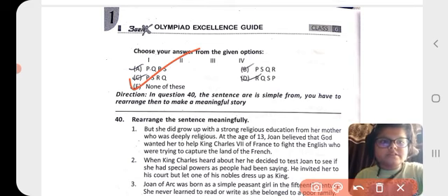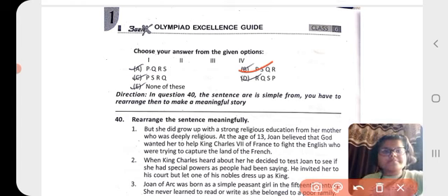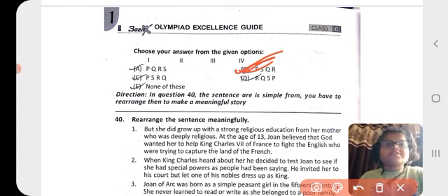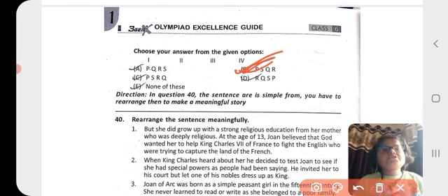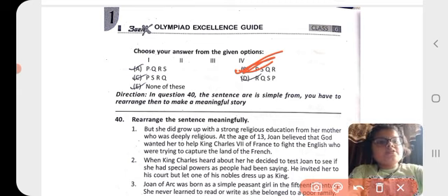One minute. It's an option B. Sorry, it's an option B, which is first is P, then S, then Q, and then R. Okay.